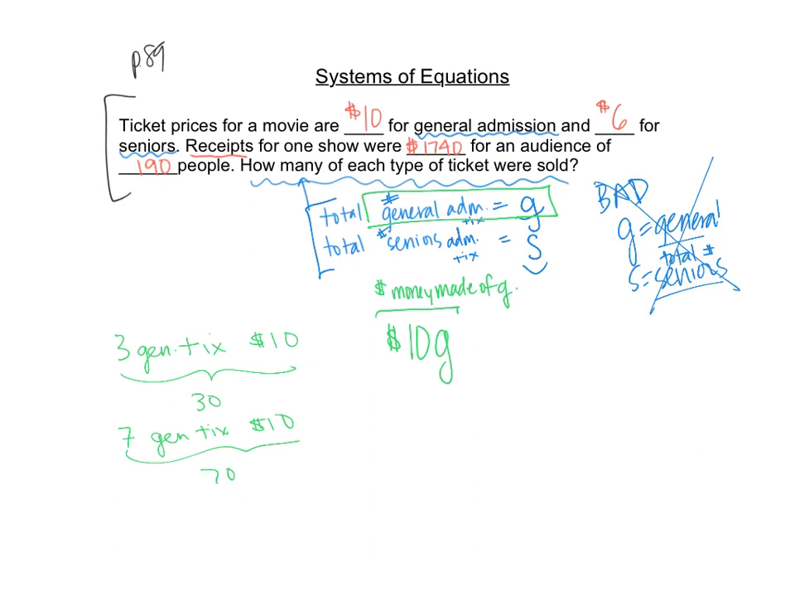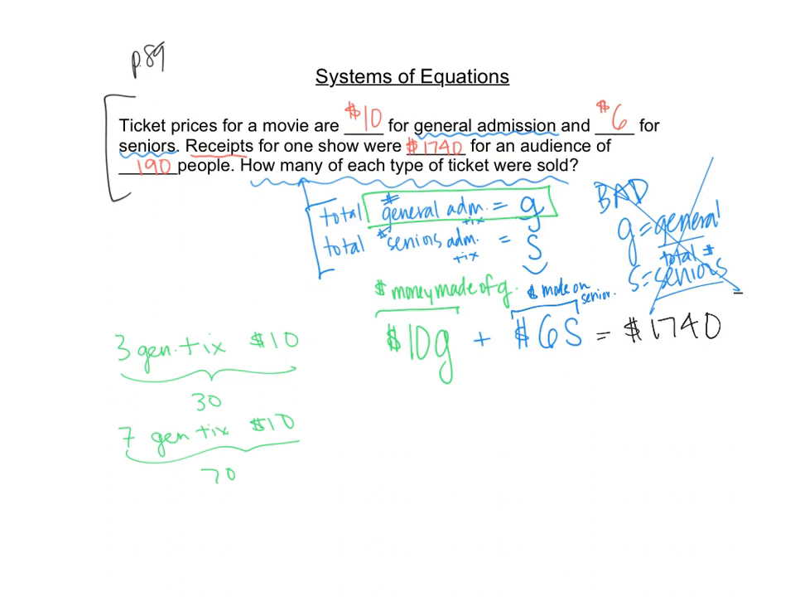And then I could do it similarly for the seniors. So if I add to that, the senior tickets cost $6 each. So 6 times the number of senior tickets sold. This expression would represent the money made on the seniors tickets. And so I know altogether that there was $1,740 made with the sale of tickets.